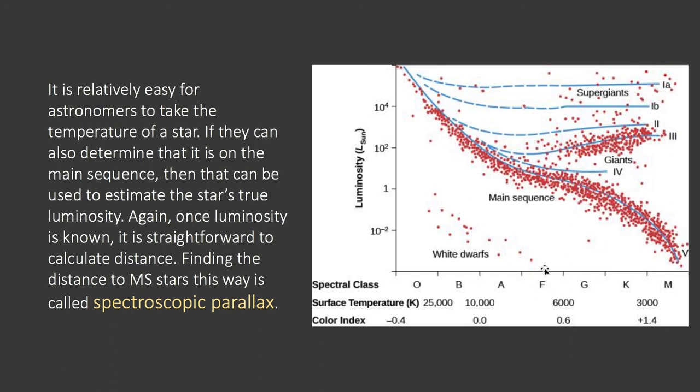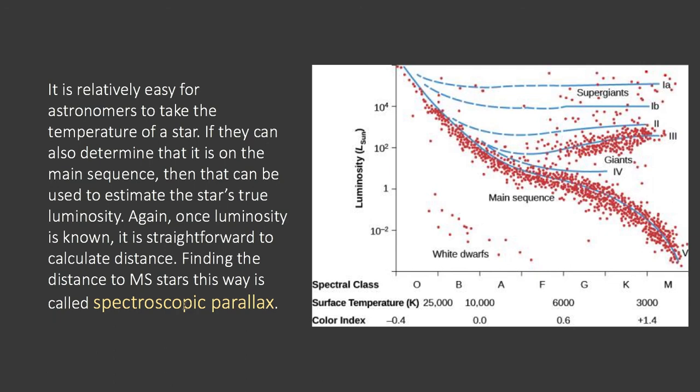Once you've identified the temperature, you can place it somewhere and you know it's on the main sequence. That means its luminosity is in this range here, and you can use that as an estimate. Maybe there's a range here because it's not completely a line, but there's a small range in luminosities that it could have. And then compare it to its apparent magnitude and calculate its distance. This process is not really parallax, but it's called spectroscopic parallax.